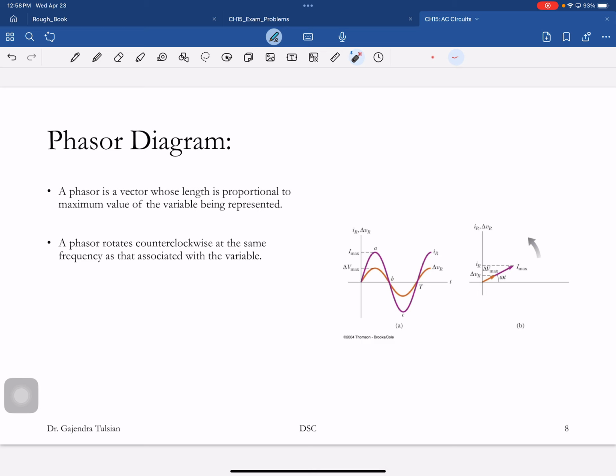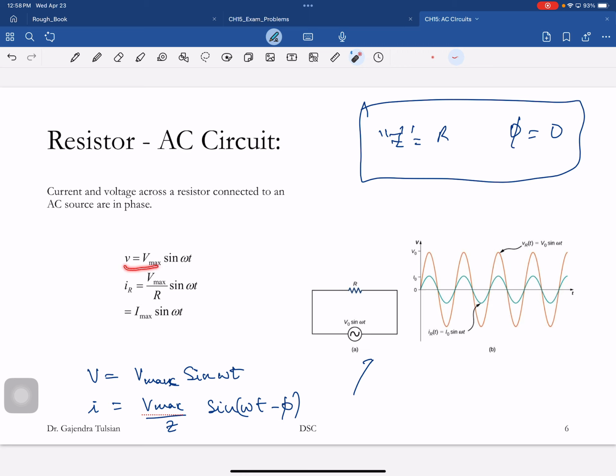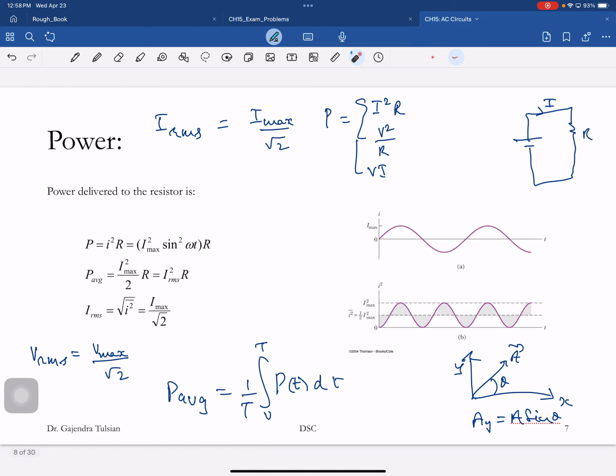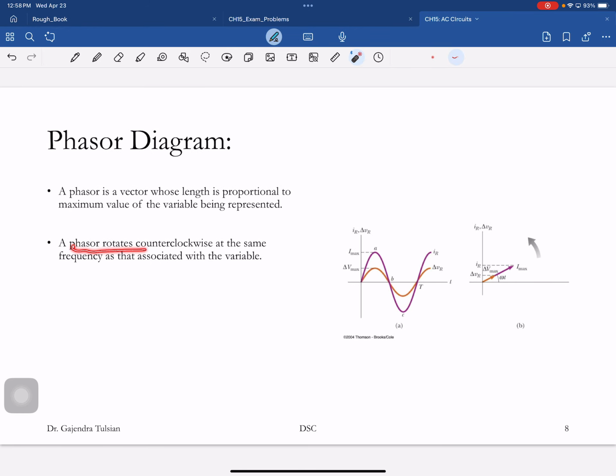So that's the phasor diagram. All you do is start off with a phasor and make it rotate counterclockwise. If you want the instantaneous current, you just take the y component of that. The instantaneous value for the voltage across the resistor is that, and there's the current. They are the y components of those phasors. The phasor rotates counterclockwise at the same frequency as that associated with the variable.